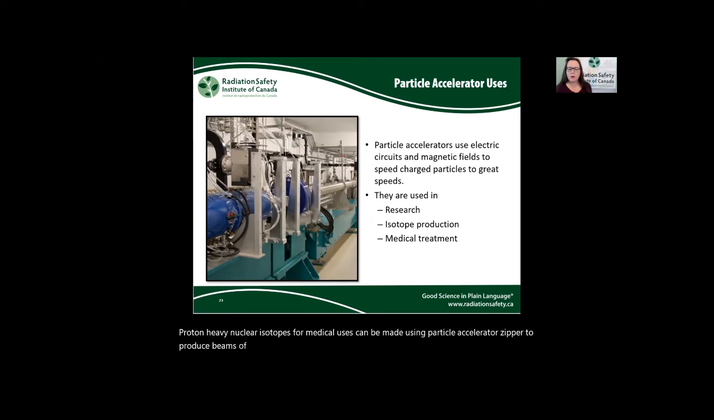Linear accelerators can produce X-rays 300 times more energetic than diagnostic X-rays to treat cancers without surgery. This field is called radiation oncology. These X-rays are very high energy. Because of this, machines generating X-rays in this energy range are under federal regulations, whereas lower energy X-ray machines are under provincial jurisdiction.